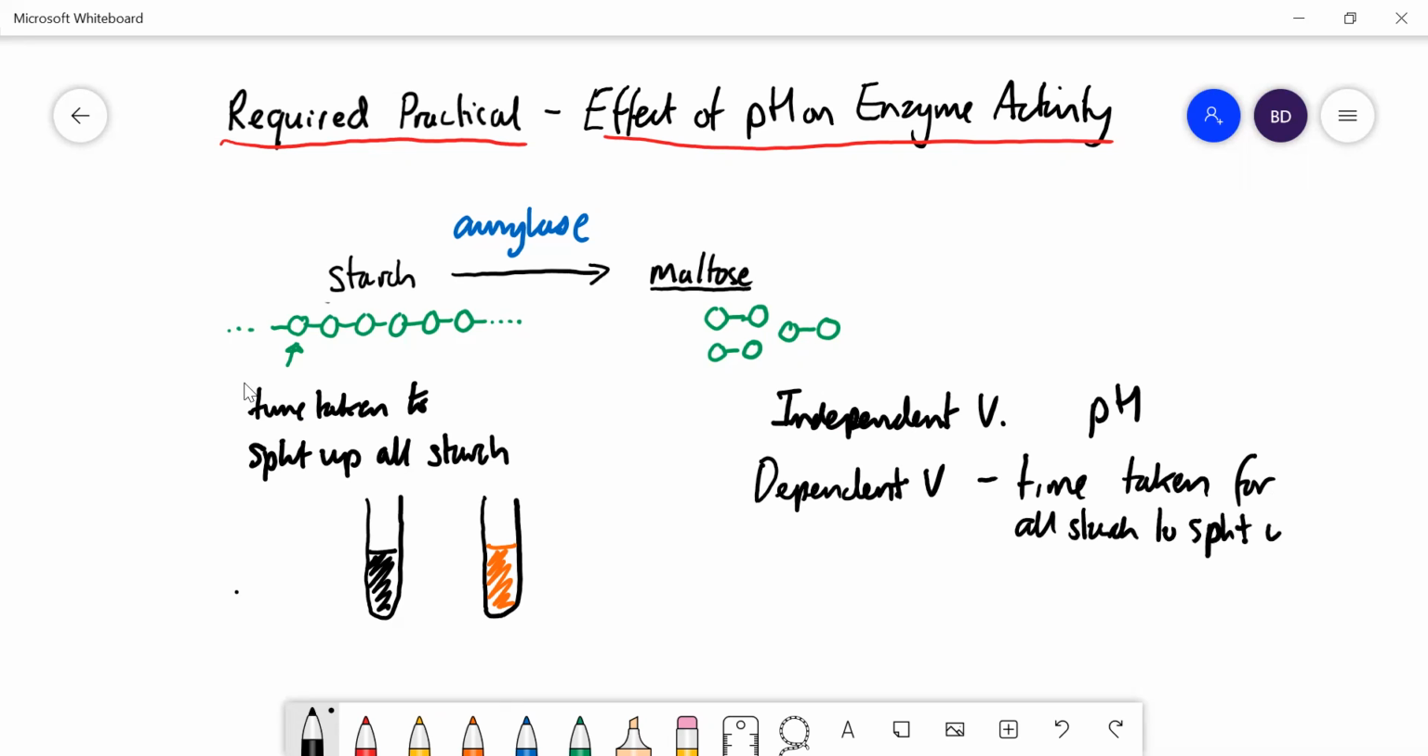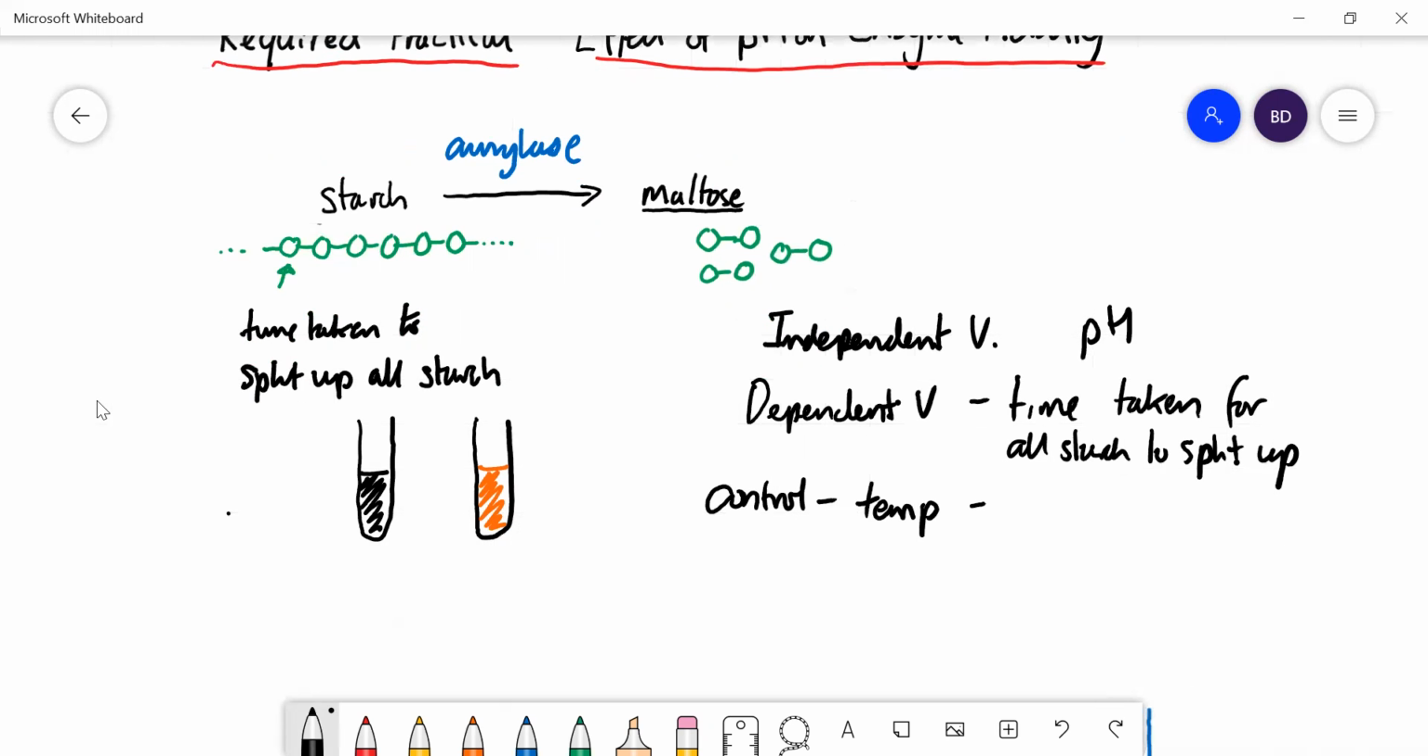Now let's think about control variables here. Obviously enzymes are very sensitive to changes in temperature, so we want to make sure that they're all at the same temperature. We're going to keep the temperature constant by using a water bath. Enzymes work pretty well at about 35 degrees C. We don't want to go too high above that, they might start getting denatured. We don't want it too low because the rate will be too slow and the experiment will take too long. So every tube we use is going to go in a water bath at 35 degrees C.